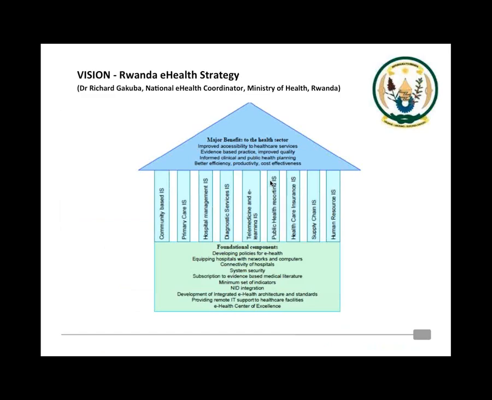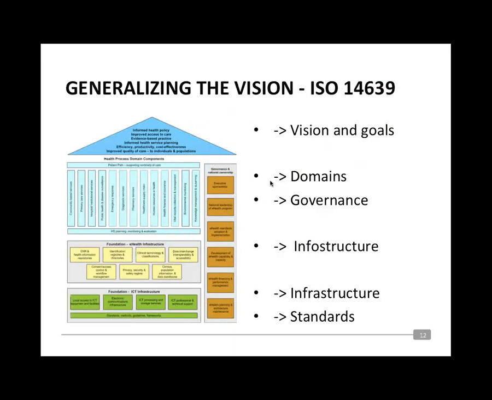Rwanda has adopted a vision of its eHealth strategy, which is based on an ISO standard, which I'll outline in the next slide, and has condensed it to focus itself on creating better benefits by building on the pillars of community-based care, primary care, hospital health systems. This diagram is an illustration of where Rwanda is moving towards in terms of its approach to its eHealth strategy.